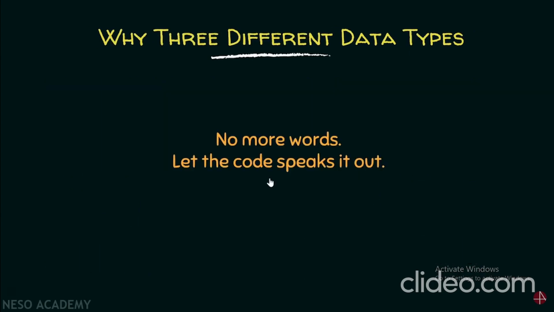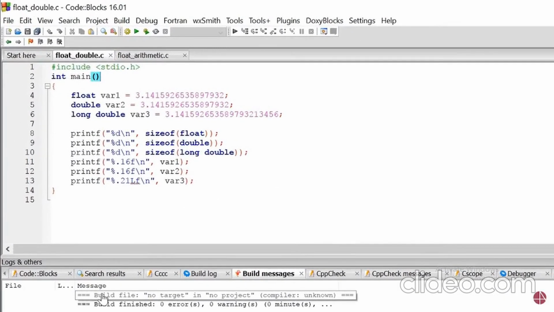Let's see why we have 3 different data types. Is it not sufficient to have only one data type, like integer and character? What is the need of having 3 different data types? Let's not talk much about this and let the code speak it out. Before explaining the code I have written over here, it is better to execute the code first. Let's build and run.